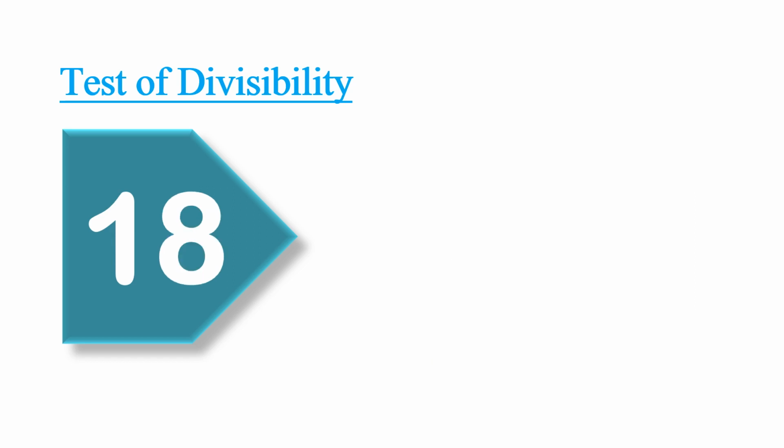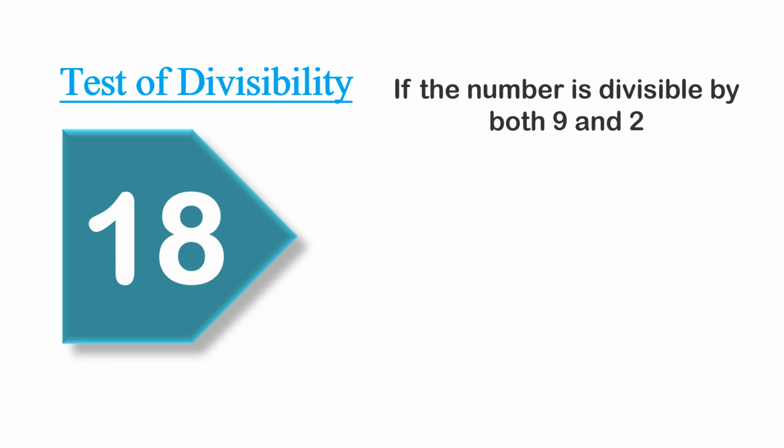Test of divisibility of 18. If the number is divisible by both 9 and 2. So here we have to apply the divisibility rule of 9 and the rule for an even number. So 2 means even number. Here are some of the examples.